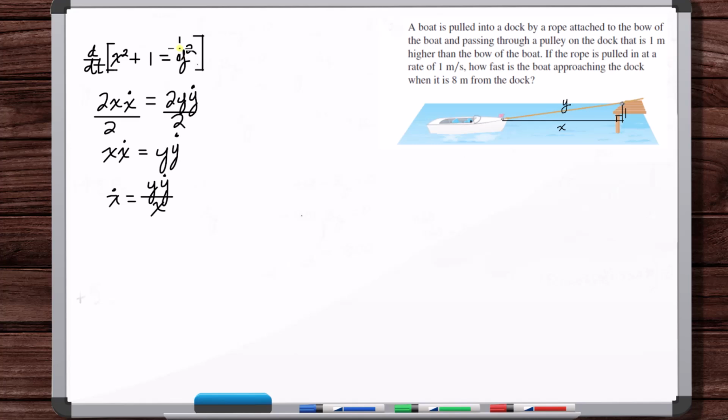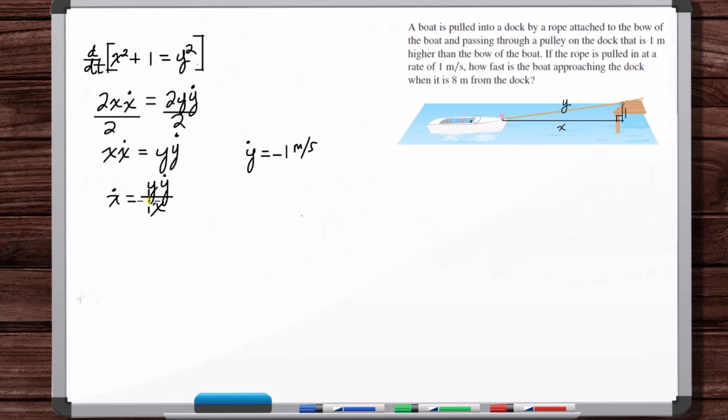Well, again, you come back to the formula you used to relate the variables. We used the Pythagorean theorem. That's all about a triangle. So look at the triangle. Look at the literal meaning of the equation you used to relate the variables. Y dot: what's happening to this length of this triangle? Well, it's being pulled in at 1 meter per second. It's decreasing. Y dot is going to be negative 1 meter per second.